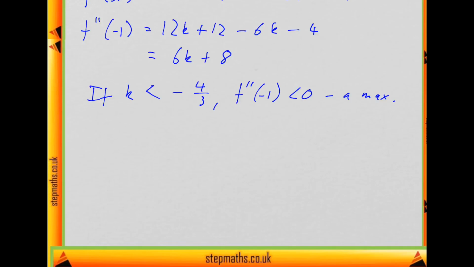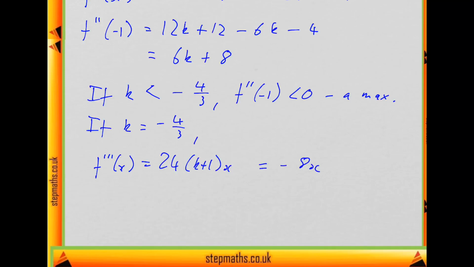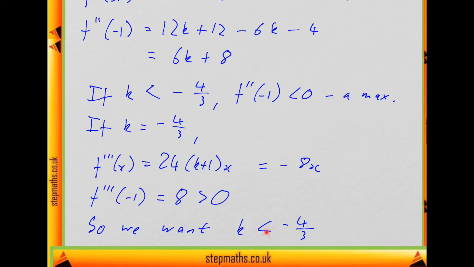So what is the third derivative? Well, we just differentiate again, and now there's only one term left. We get 24 times (k+1) x. k plus 1 we're saying is minus 4/3. This just becomes minus 1/3, so we're getting minus 8x. And we're plugging in x equals minus 1. So at minus 1 this is 8, and that's not 0. And therefore we have a point of inflection there, rather than anything else. And that means we don't have a maximum. So we only have a maximum in this case where k is strictly less than minus 4/3. So the answer we want is k is strictly less than minus 4/3.